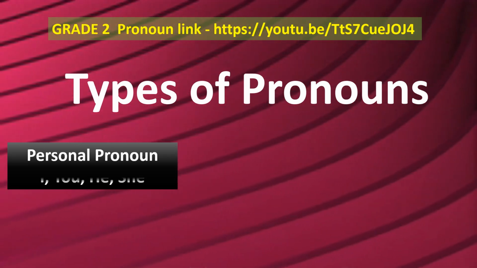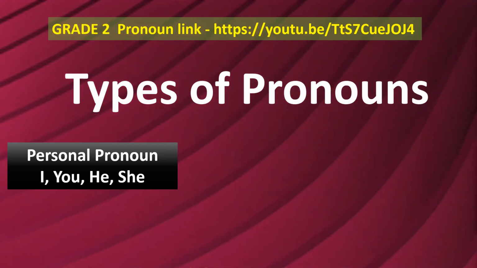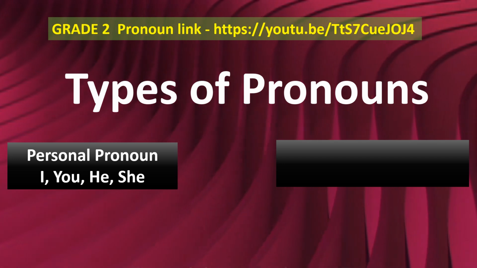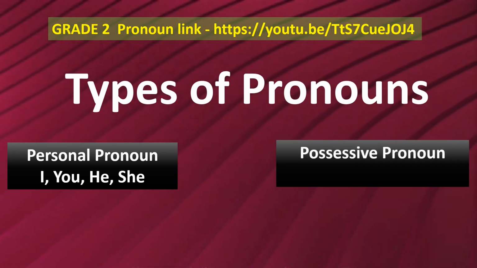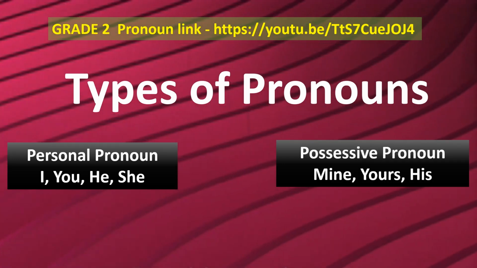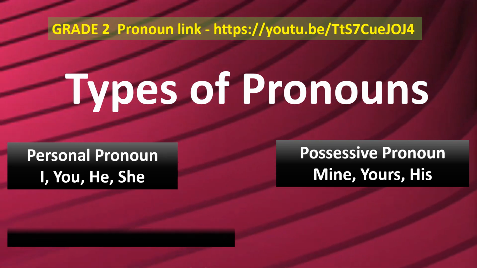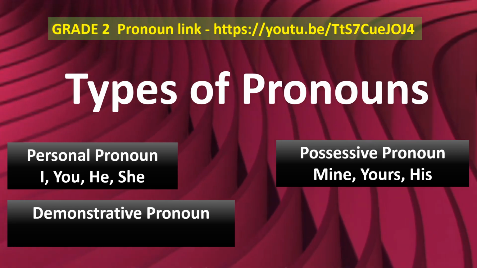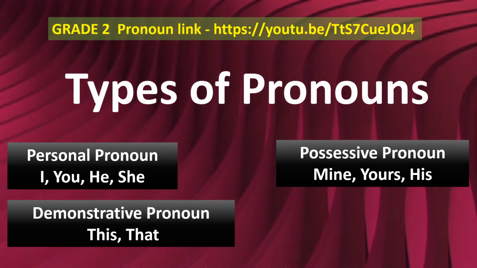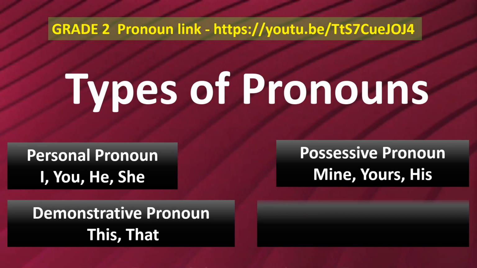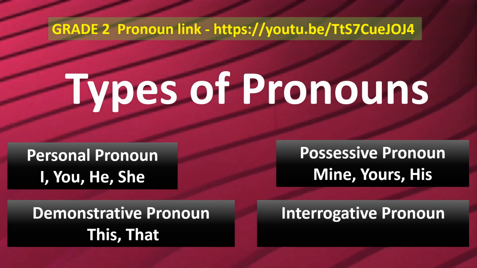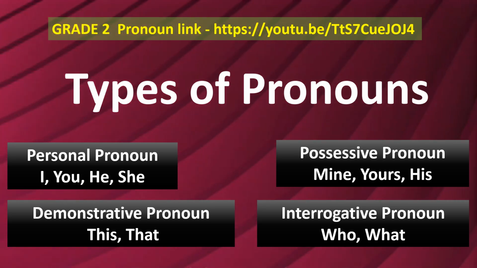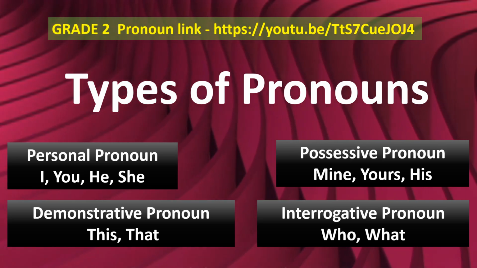Personal pronouns, which are I, you, he, she. These are some examples. Possessive pronouns: mine, yours, his. Demonstrative pronouns: this, that. Interrogative pronouns. Interrogative always begins with a question mark. So it is who, what.